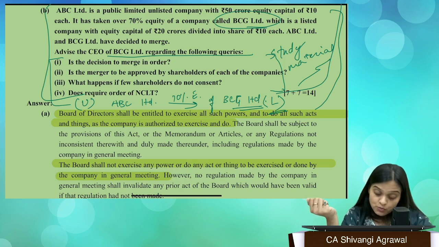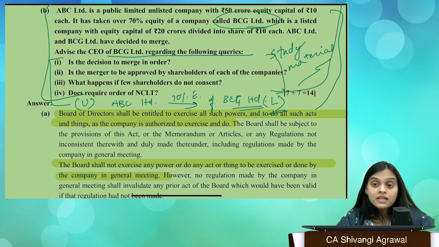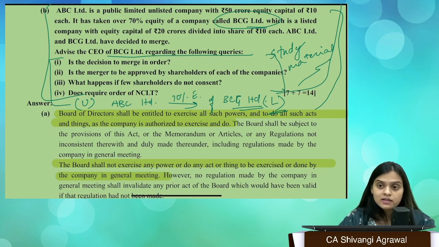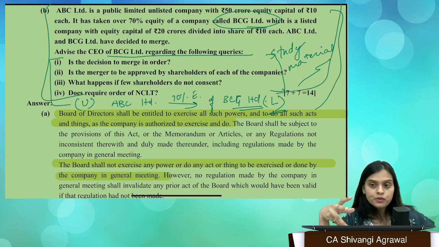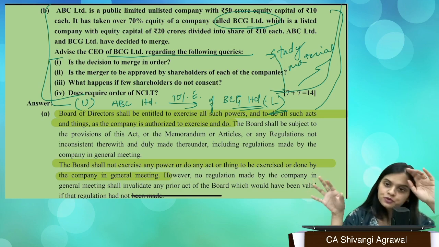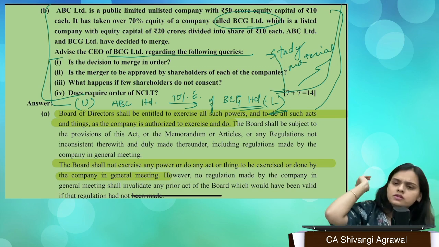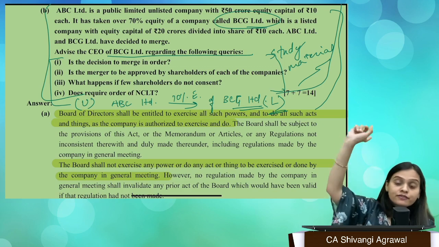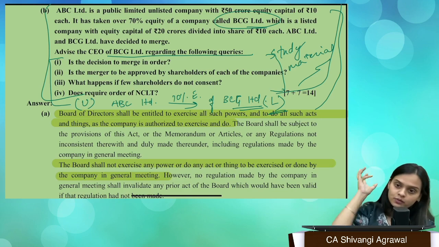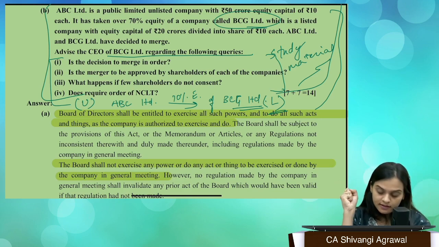Is the merger to be approved by shareholders of each of the companies? Now, if you remember the provisions of merger, you will easily be able to write. क्या होता है इसमें? Basically, you need two approvals, right? You need the approval of shareholders also, and you need NCLT's approval also, right? So shareholders or whoever the case involved is, they have to approve 3/4 in value, right? So you need to obtain their consent.